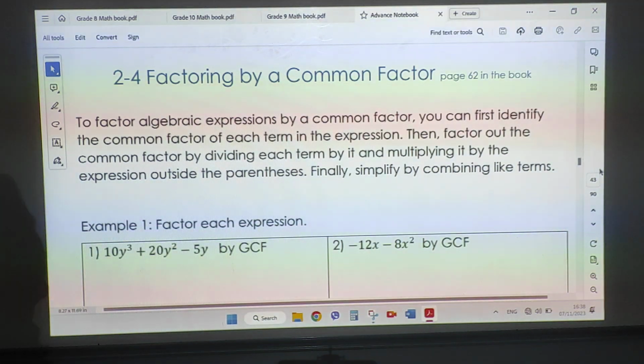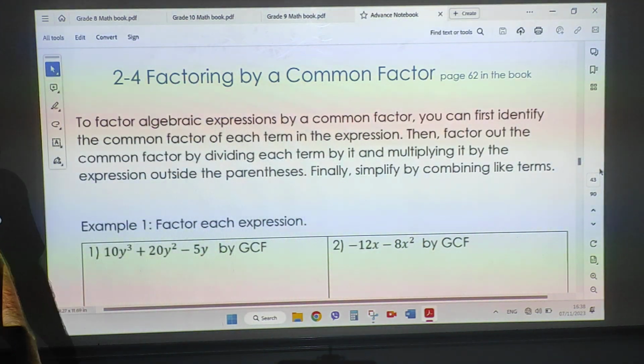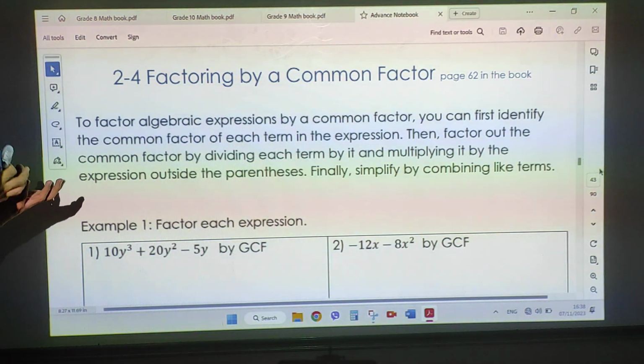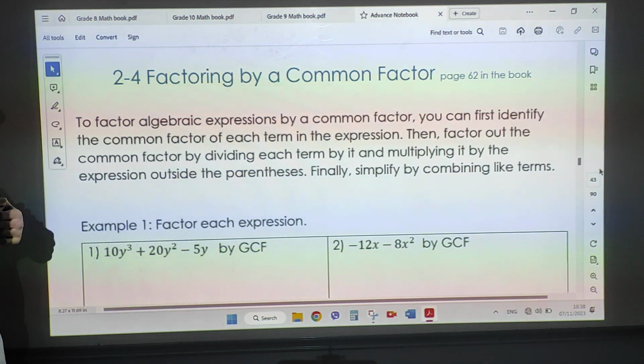Hi everyone, in this video for grade 9 we have 2.4, which is about factoring by common factor. In the previous lesson we studied multiplying algebraic expressions. Multiplying algebraic expressions means we have two parts, we multiply them by each other, and we get a result. But factoring is the reverse operation of multiplying.